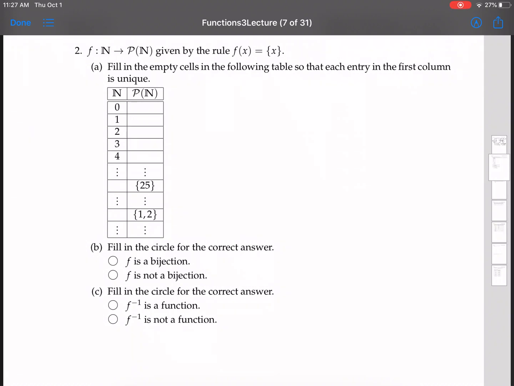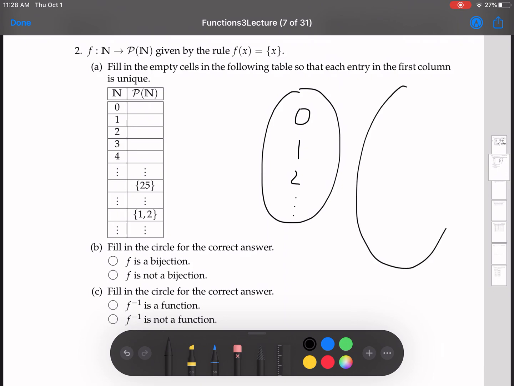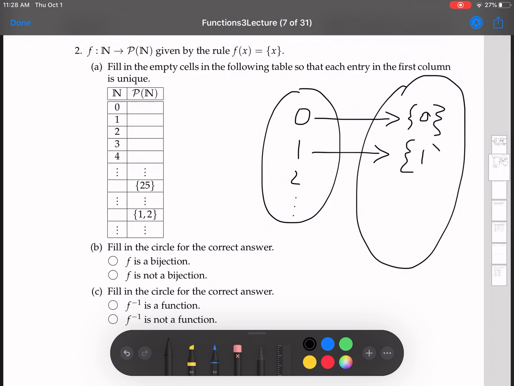All right, here we have another example from functions 3, very similar to the homework. This function takes every natural number. So let's see, you have 0, 1, 2, dot, dot, dot, and then the power set sends 0 over to the set containing 0. 1 goes over to the set containing 1. 2 goes over to the set containing 2. And so on.